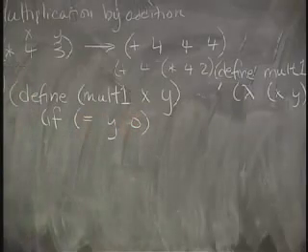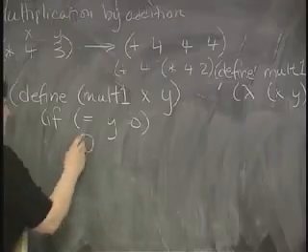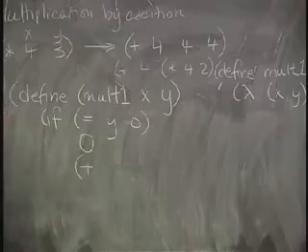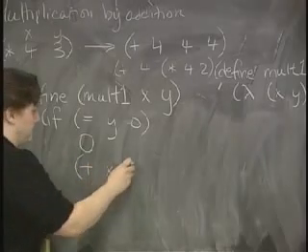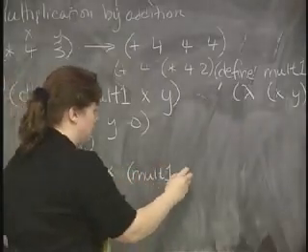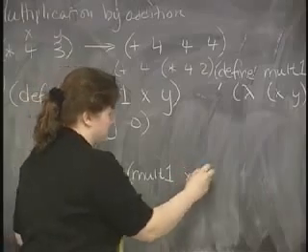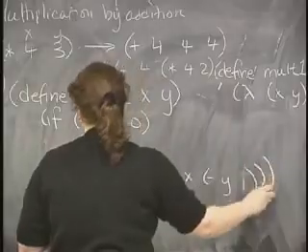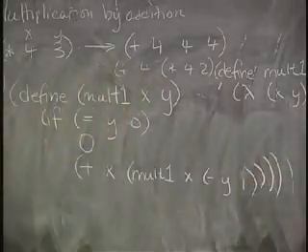What do we want to return? 0. We're adding, right? So when you're adding, you use a 0. When you're multiplying, you use a 1. Otherwise, we're going to add x to mult1 of x, y minus 1. This code is on the handout for today.